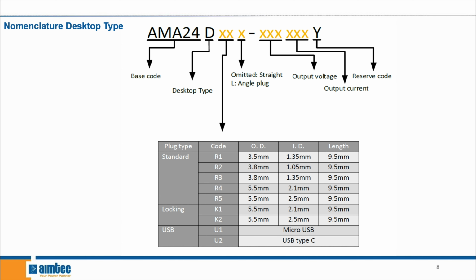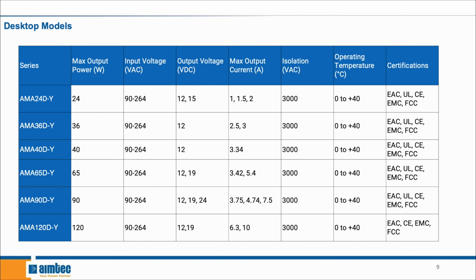And then U1 and U2 are for micro USB and USB type C. And the various desktop models that AIMTech offers goes from 24 to 120 watts, again offering 3000 VAC of isolation.